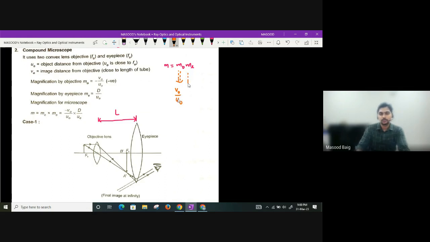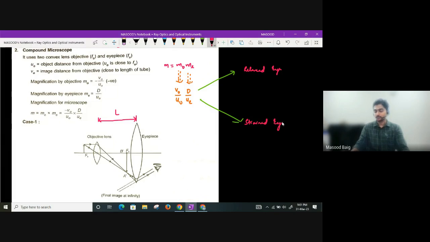What is magnification of eyepiece? Does eyepiece have same function as that of simple microscope or not? So what will it be? D divided by UE. Okay. Now two cases again. What are those cases? One will be relaxed eye. Second will be strained eye. Maximum magnification in which condition? Strained eye condition.